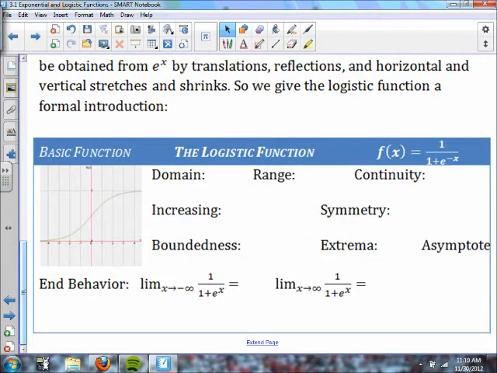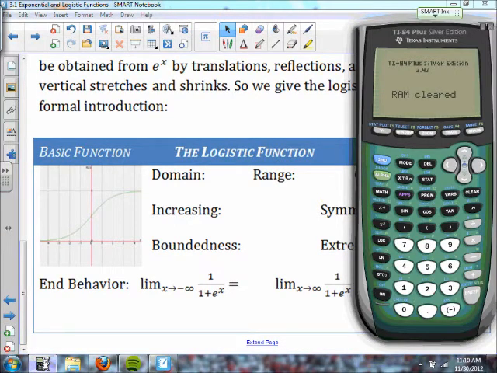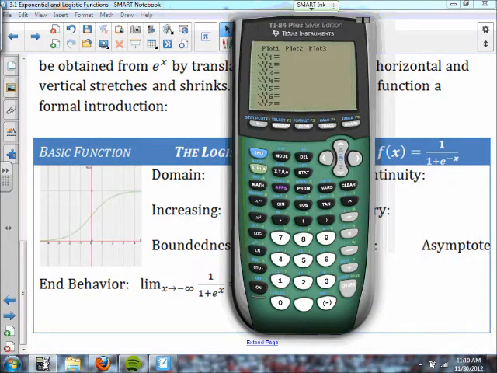So let's look at this. What is the domain of the logistic function? Well, if we graph that, I just want you to graph this on your calculator: 1 divided by 1 plus e to the negative x. Now, a window that I would suggest using, negative 10 to 10 is fine, but negative 1 to 2 would be fine.